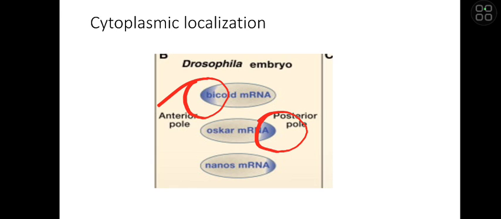the formation of the head and thorax, etc. Whereas the OSCAR mRNA is translated to proteins which help in the formation of germ cells and other abdominal organs, etc. So this is how the cytoplasmic localization of mRNA determines the synthesis of the target proteins, according to their morphology.